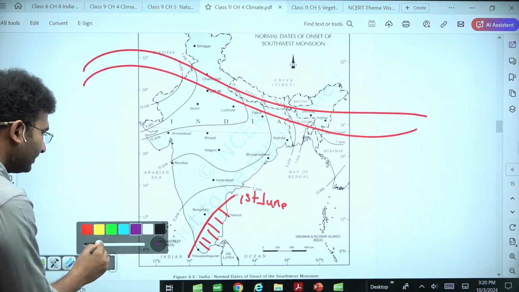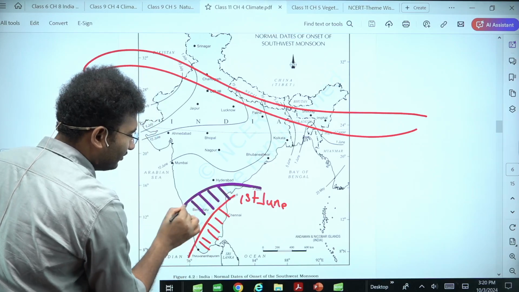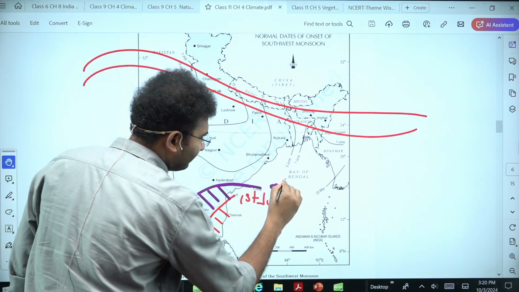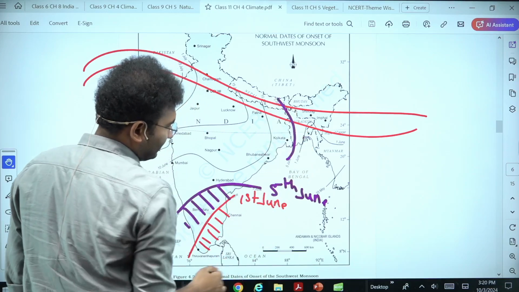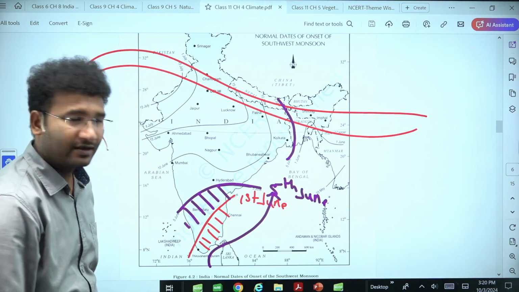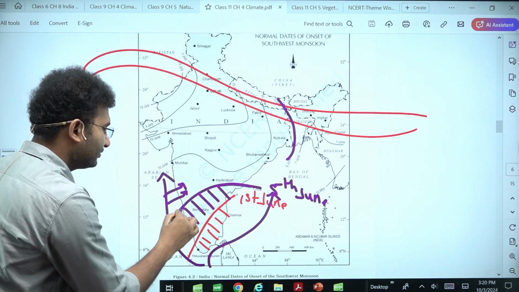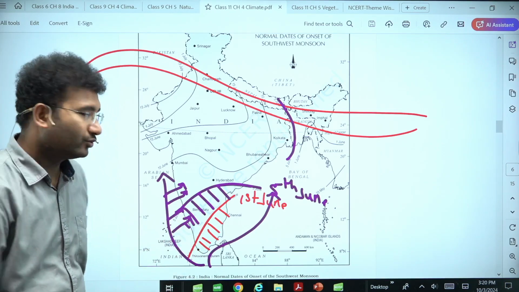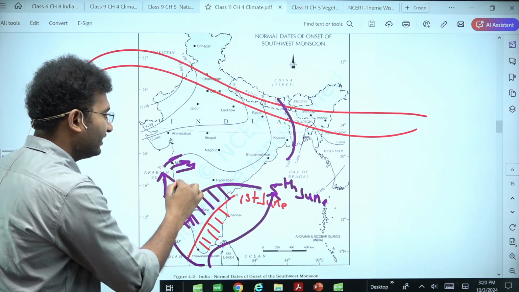Now come to the 5th June. By 5th June, these are the areas which are going to receive the rainfall. This is 5th June, right? And by 5th June, there is one wing, the Bay of Bengal wing, moving in this direction. Likewise, the Arabian Sea wing is moving in this direction. It enters into this area. By 10th June, the Arabian Sea wing will reach Mumbai, and these are the areas it is going to cover.